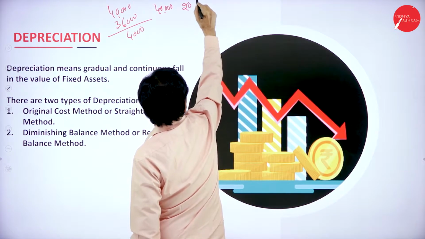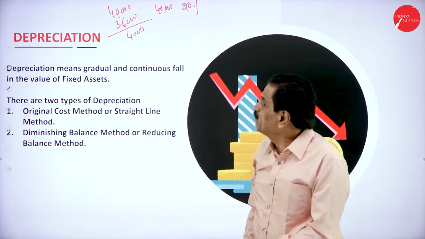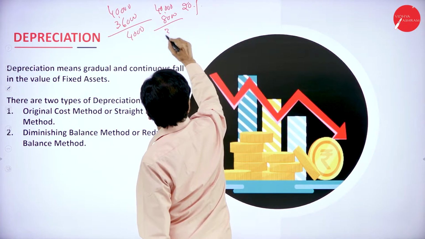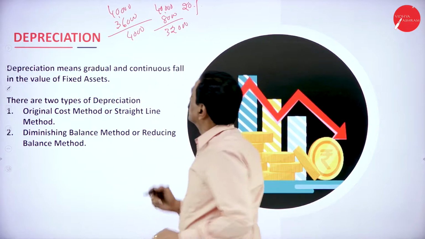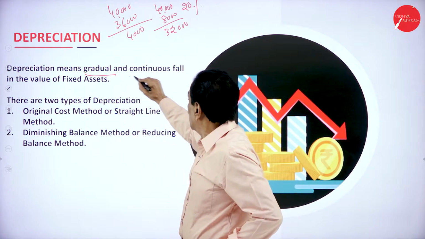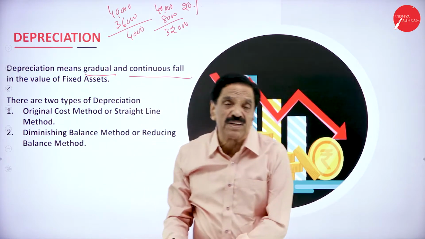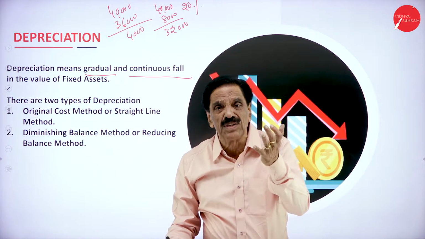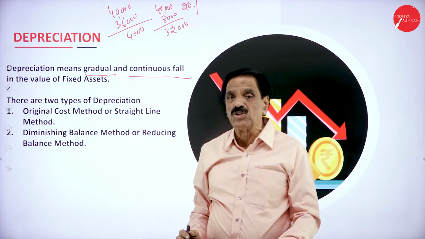Or they may ask: the cost of the machinery is 40,000 and it has gone down by 20%. So 20% of 40,000 is 8,000, and it becomes 32,000. They may ask like this also. So depreciation means gradual and continuous fall in the value of the fixed asset, commonly land, building, machinery, furniture, motor car.